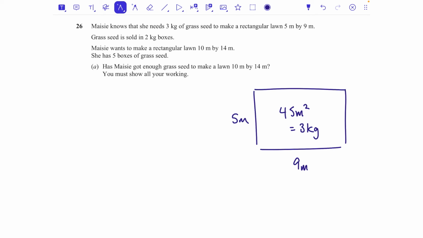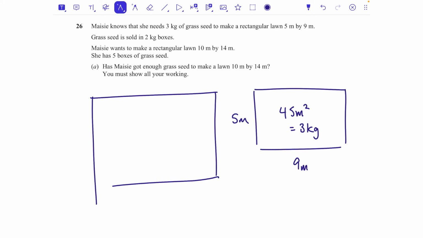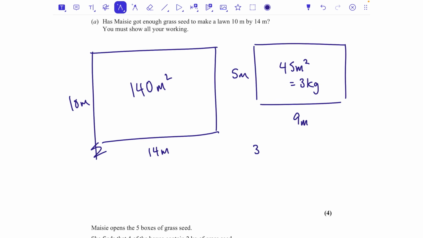Maisie wants to make a rectangular lawn 10 by 14. Okay, so way bigger. 10 metres here and 14 metres here, which would be 140 metres squared. She's got 5 boxes of grass seed. Has Maisie got enough? Okay, so we know that 3 kilograms covers 45 metres squared. She wants to cover 140 metres squared.